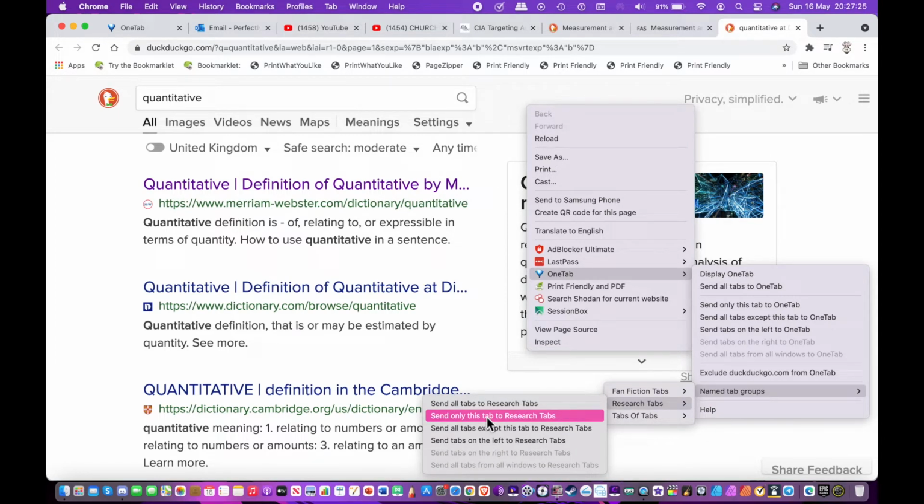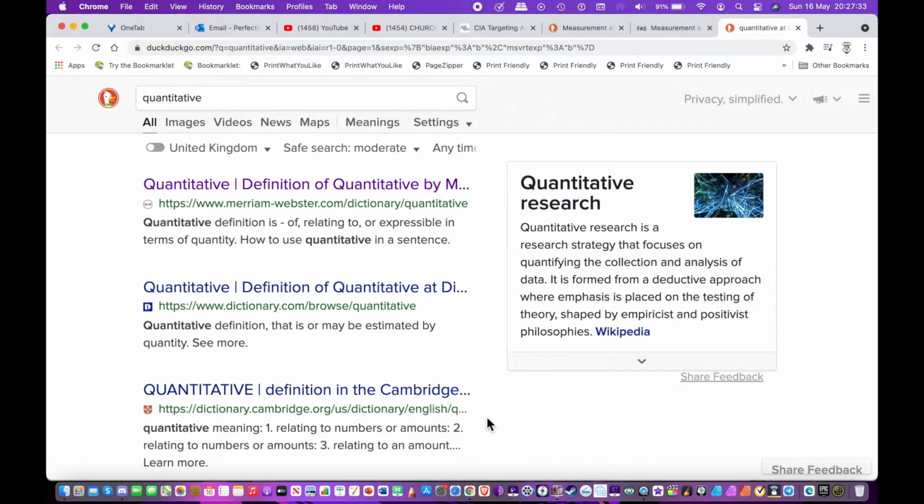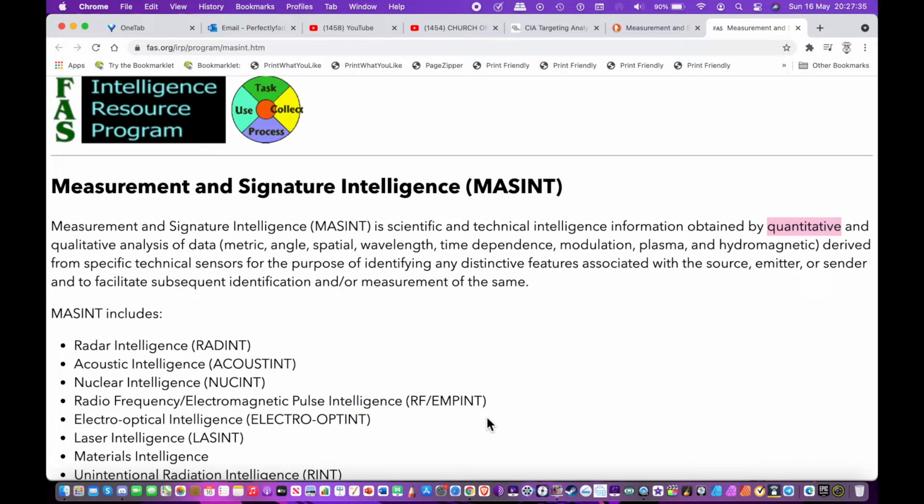This whole intelligence thing, I love learning about spying and stuff. I write fan fiction as well and it's all about spies and stuff, so I love all this stuff.